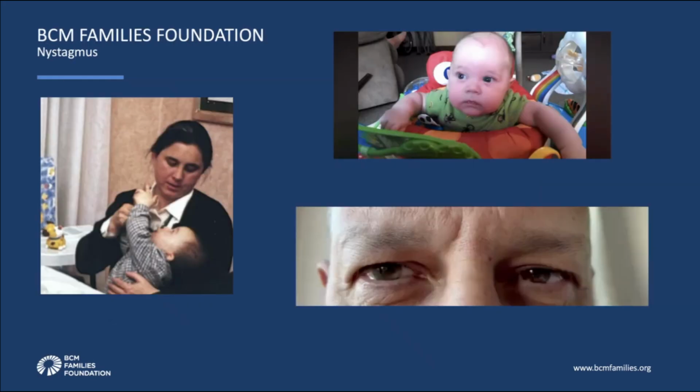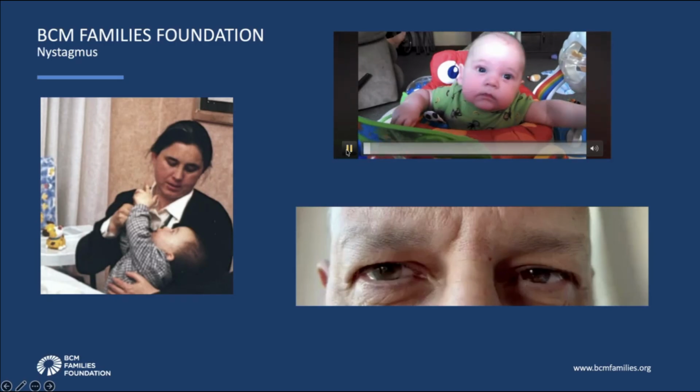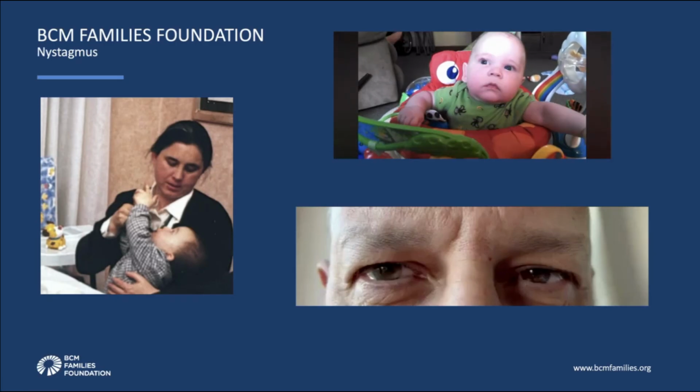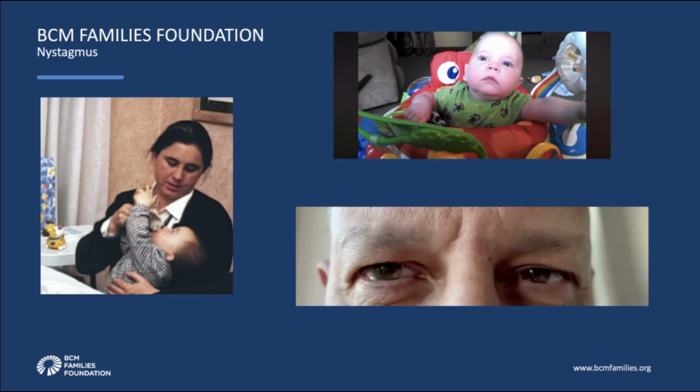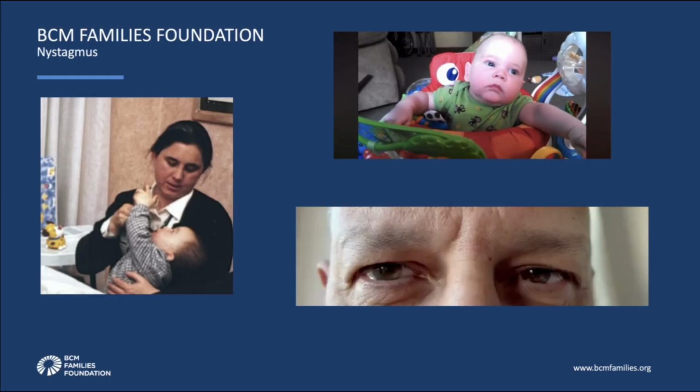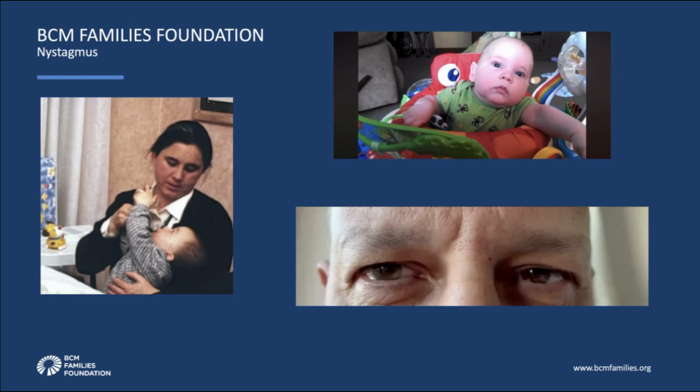What is the first symptom that a person with BCM shows? It is nystagmus, and we see nystagmus in the eyes of our children when they are 6 to 8 weeks old. These are newborn children. So we see the appearance of nystagmus, and this is the first symptom that a female carrier sees in the eyes of her baby.